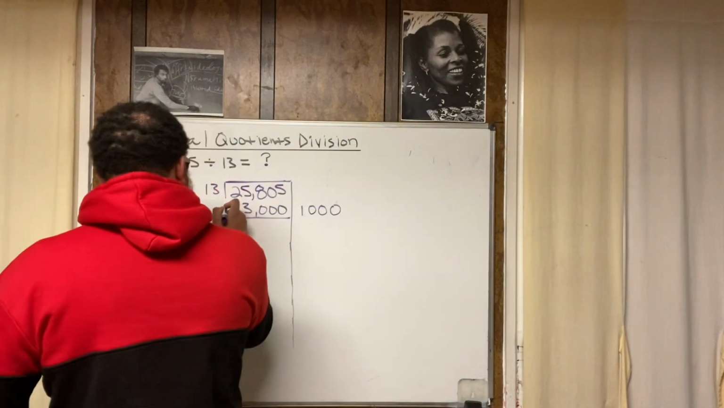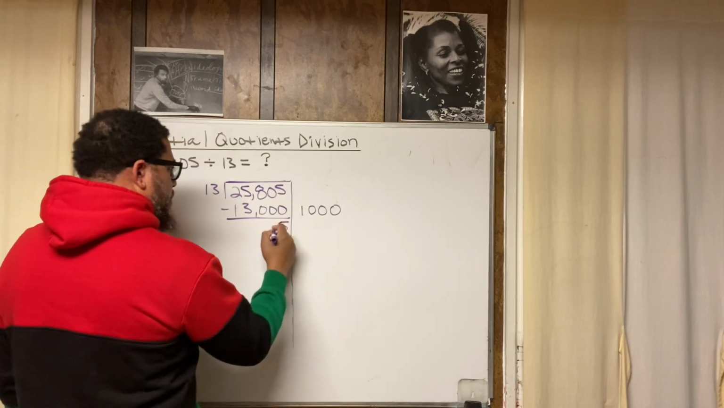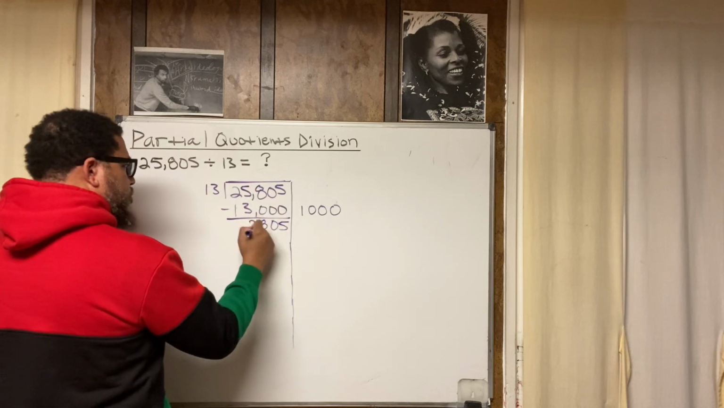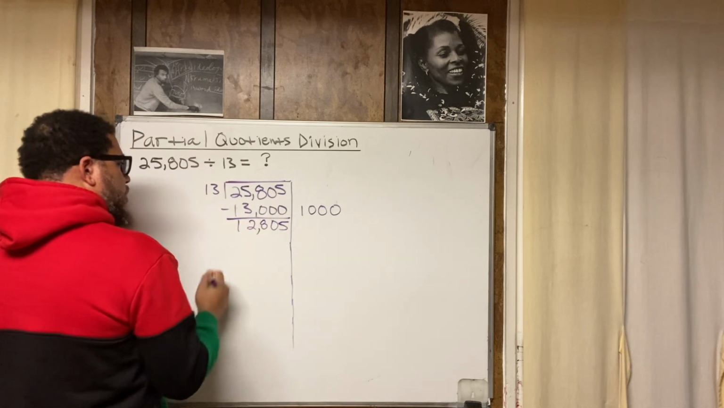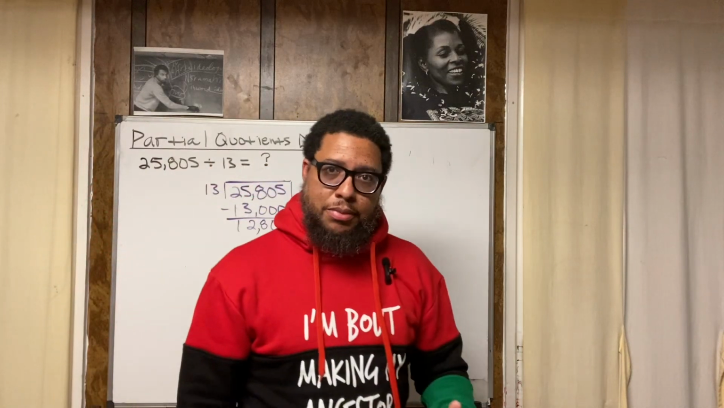All right. So then once I get 13,000, now I'm going to do subtraction. So I write my minus sign and then I subtract from the right. 5 minus 0 is 5. 0 minus 0 is 0. 8 minus 0 is 8. 5 minus 3 is 2. 2 minus 1 is 1. So now my new dividend is 12,805.